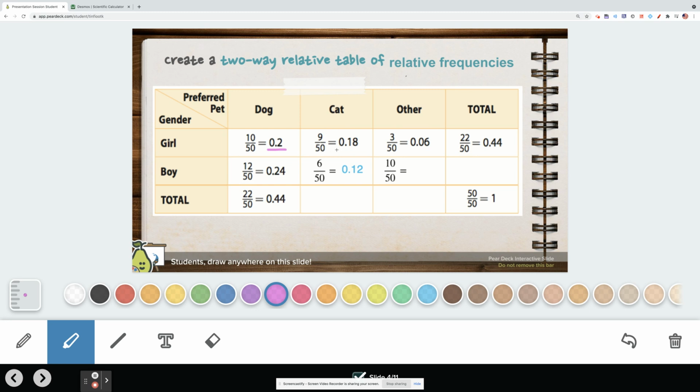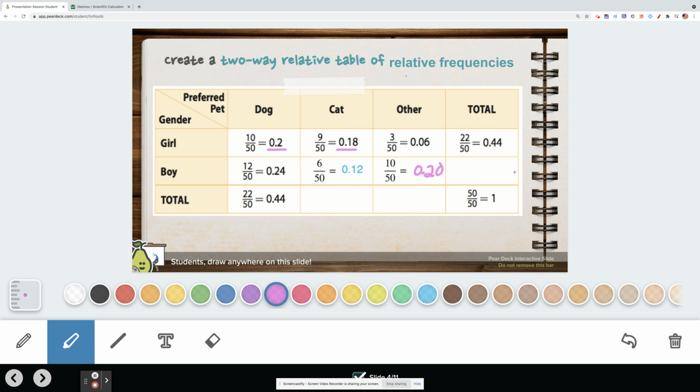So all of these decimals are the fraction equivalent, 9 out of the whole of 50. And I've done the first one for you, 6 out of 50. I just did this with mental math. I thought of it as 12 out of 100 or 0.12. 10 out of 50 is 20 hundredths or 0.20.